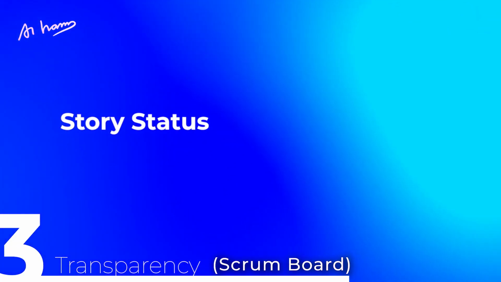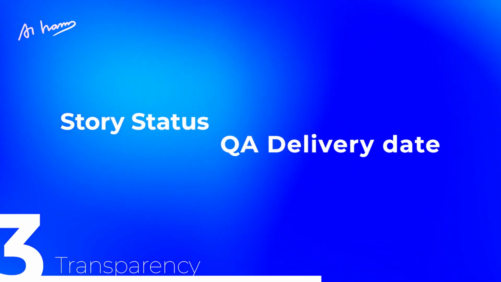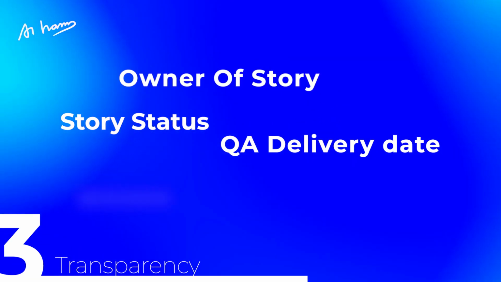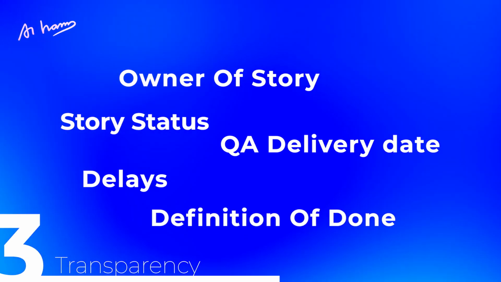After that, the Scrum board also helps with the transparency. The sprint goal is put in front of you. People are giving feedback. You know what the story status is, what the QA date is from the Jira board. You know who the owner of the story is. You know what the delay is, the definition of done, the acceptance criteria. So everything is in front of us.